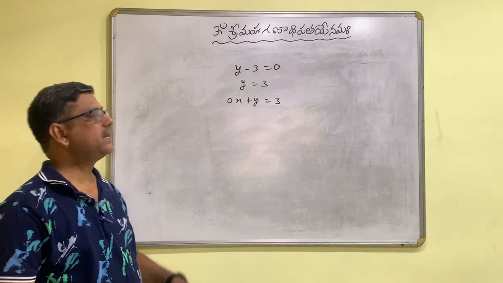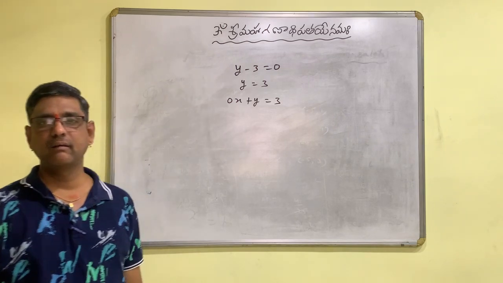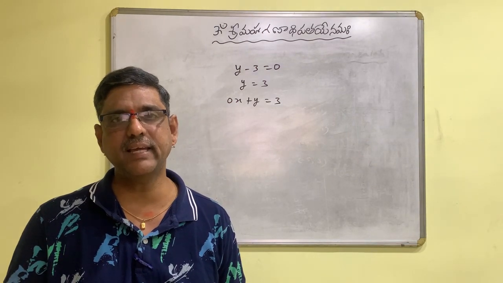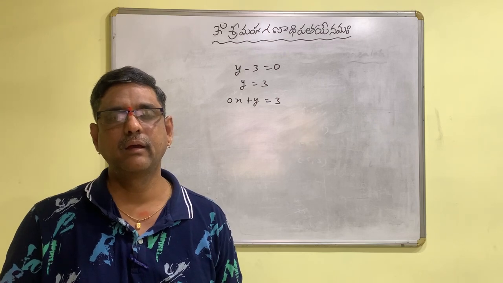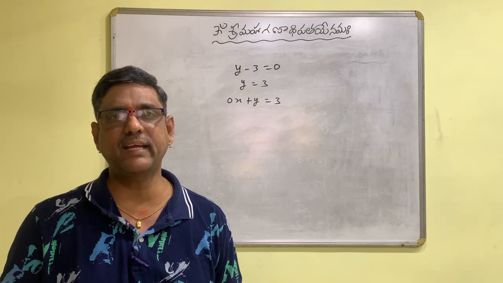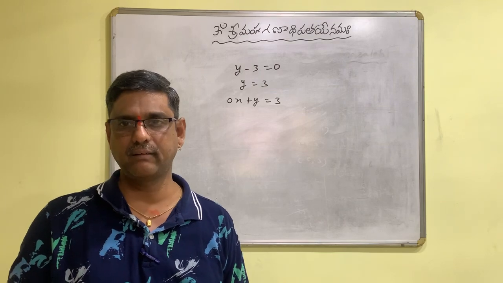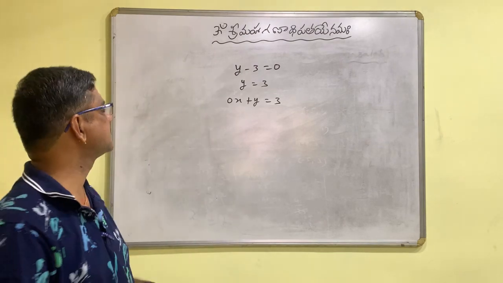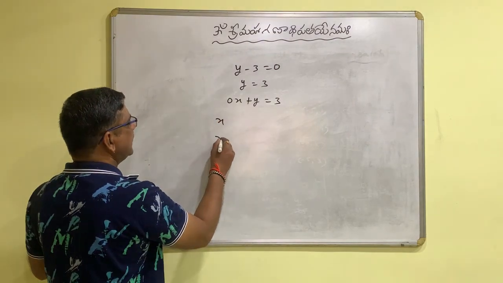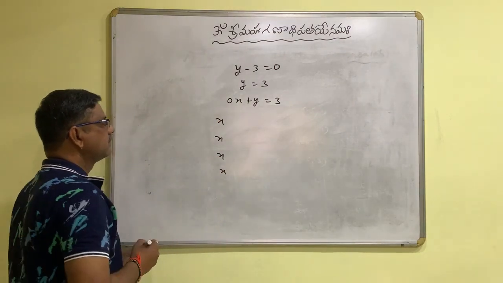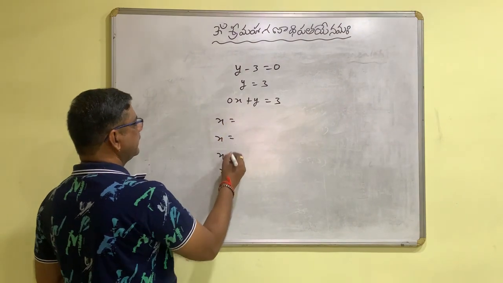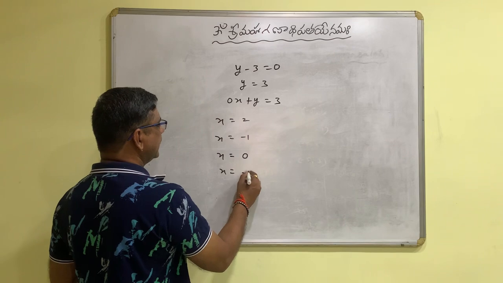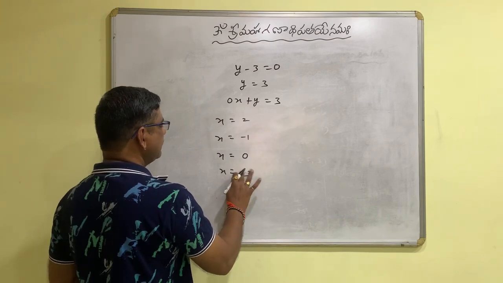Now, we need to give values for x. At the beginning of the problem there is no x, but we inserted x here. Now we need to give values only for x. Give different values for x: 2, negative 1, 0, 3, whatever it may be.